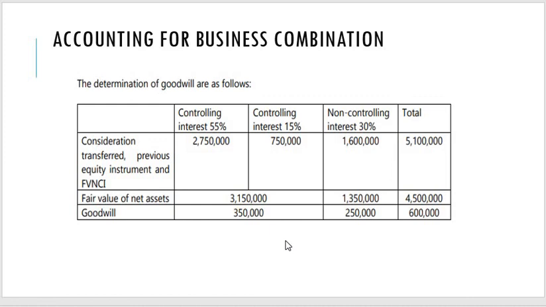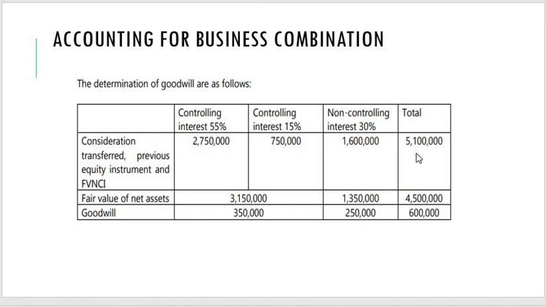So to compute for the goodwill, since the formula is, diba, the consideration transferred, that's 2,750 plus the fair value of your non-controlling interest, which is actually given at 1.6 million, and then the fair value of the previously held equity interest. So, yung fair value of previously held equity interest natin diba is 750,000. So, your total consideration natin, no, 2,750 na consideration transferred, fair value of previously held equity interest, and fair value of non-controlling interest.